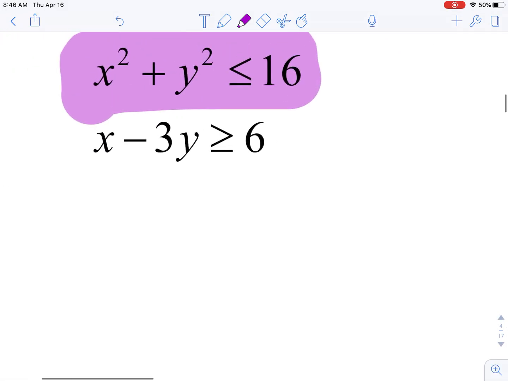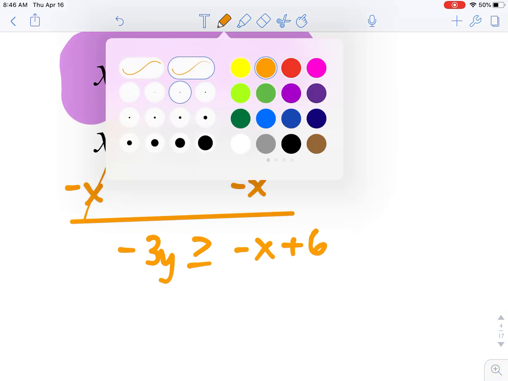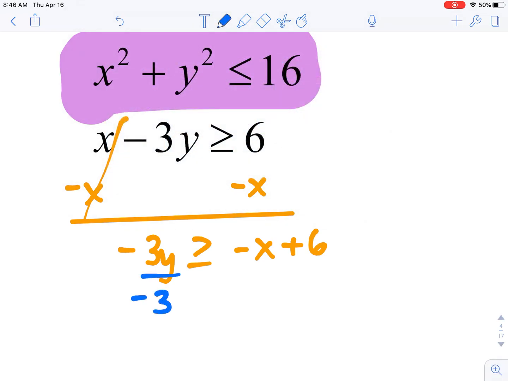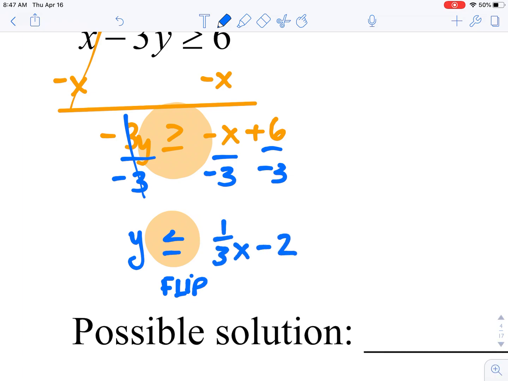And for our next line, we need to solve to get it into y equals mx plus b form. So first thing we're going to do is subtract our x. And then the next thing will be divide by a negative 3. All right, what happens when you divide by a negative? That's right, don't forget to flip that inequality. That's a very important thing, or else your graph will be all messed up. So you want to flip that inequality, and then we have a positive 1/3 x minus 2.